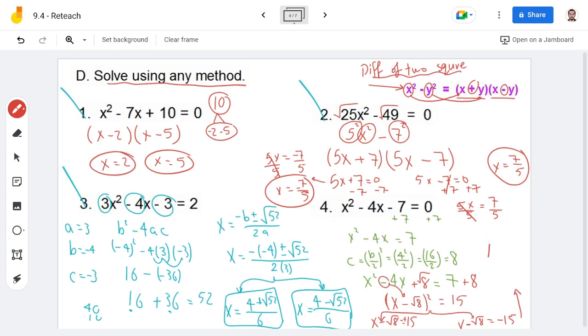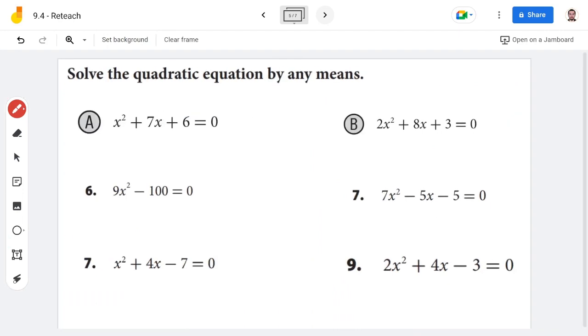So now x equals negative 15 plus square root of 8. And the other one, let me write it for you here, x equals positive 15 plus the positive square root of 8. So these are the two answers. I have here four different questions, four different answers. I hope you understand. If you have any question on any of them, you can ask me.